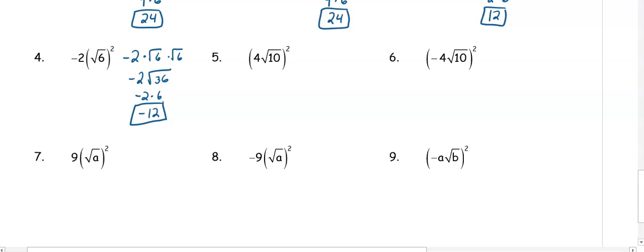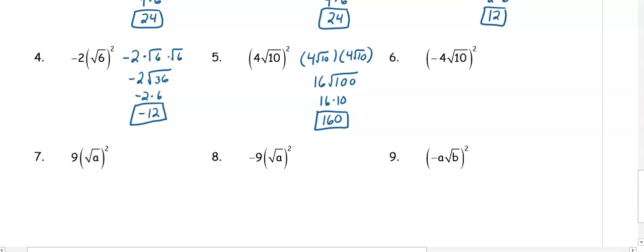In number 5, we have 4 root 10 squared. Both things are in parentheses, so we're going to do 4 root 10 times 4 root 10. 4 times 4 is 16. 10 times 10 is 100 under the square root. We know that 100 is a perfect square, so we get 16 times 10, which is 160.